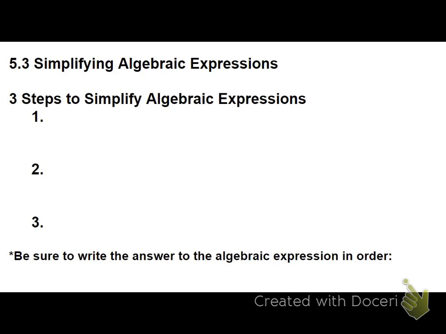So this lesson, we're going to simplify algebraic expressions. And when we simplify algebraic expressions, you're going to have 3 steps to do that, okay? The first step is remove parentheses by multiplying factors. So when I say remove parentheses by multiplying factors, what do you think that's called?